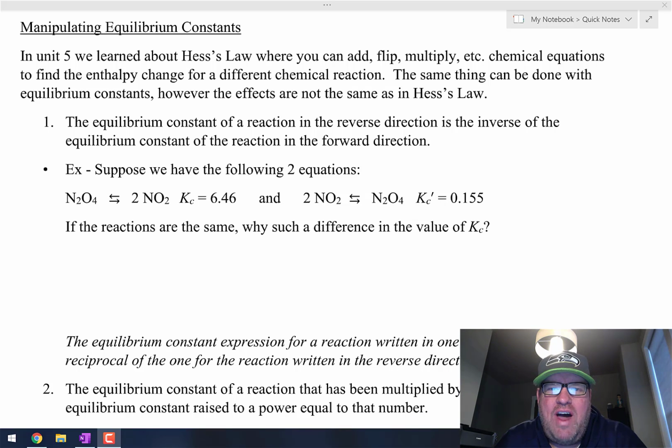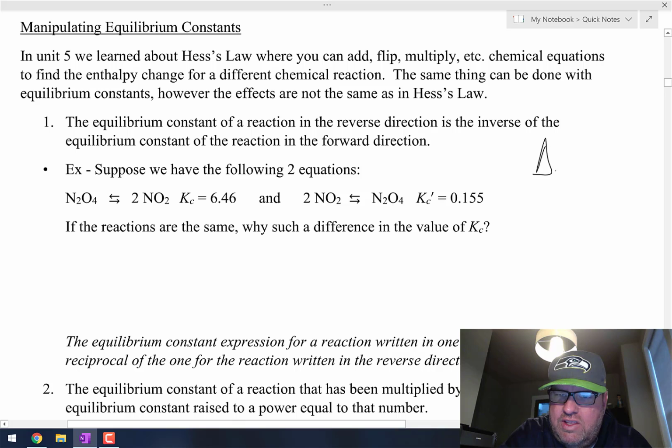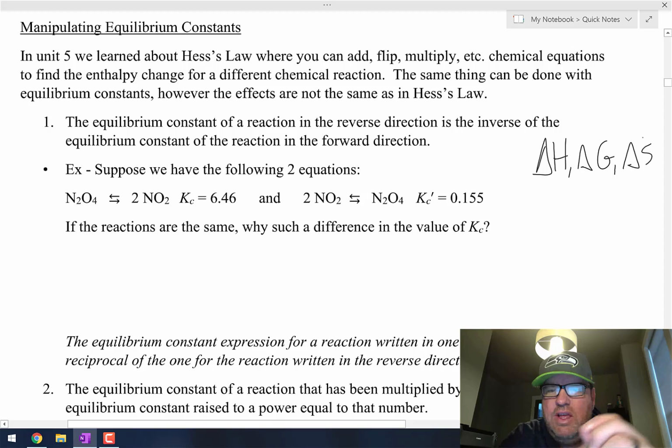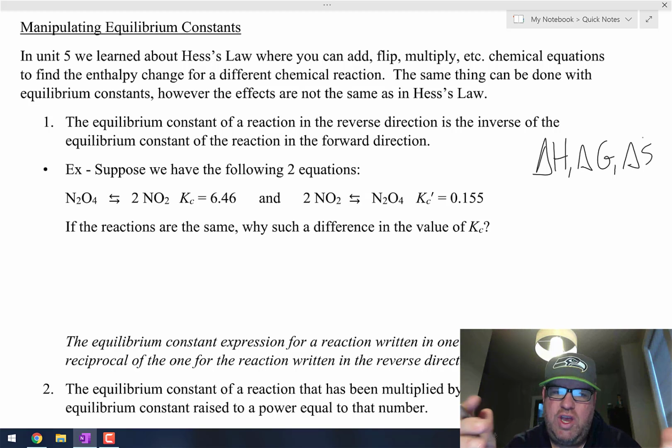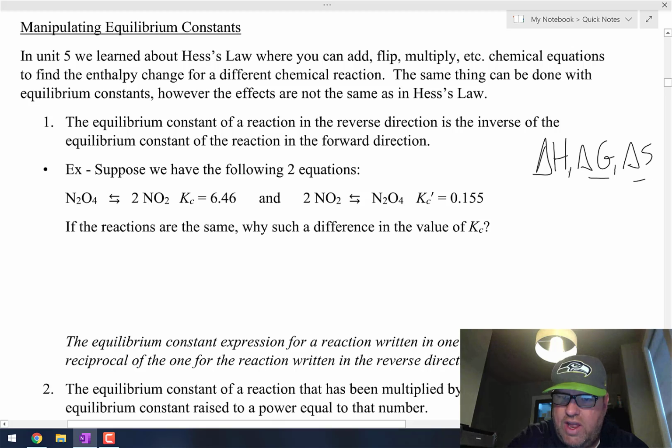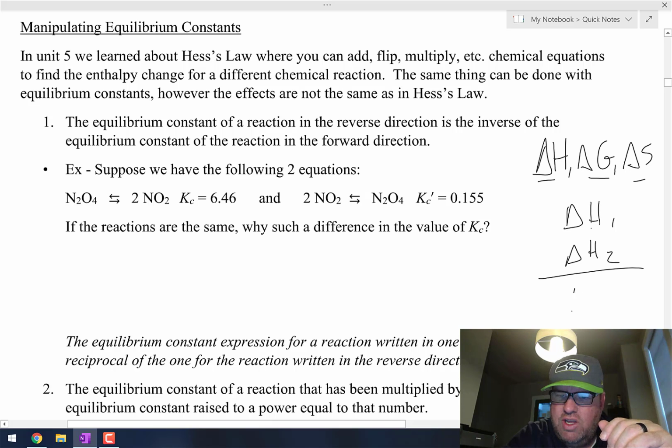Remember back in Unit 5 when we learned about Hess's law, that whether it was an enthalpy change, delta H, delta G, or delta S, if you know the enthalpy change for one reaction, you can flip that reaction, you can double that reaction, you can add the enthalpy change of one reaction, or Gibbs free energy or entropy. You can add the delta H of one reaction and the delta H of another reaction to get the enthalpy change for a third reaction.